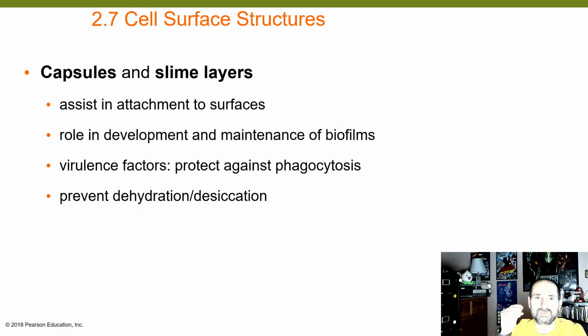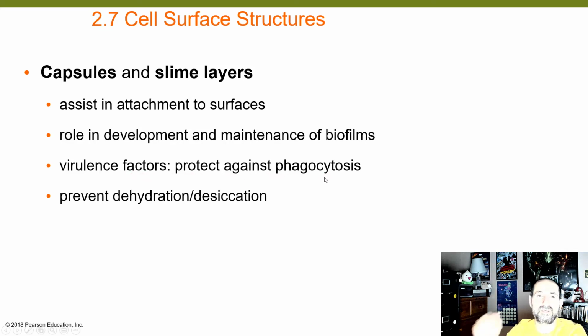Biofilms are like little communities of bacterium, where the biofilm is a sugary proteinaceous substance that they produce in order to make a community. In fact, plaque on your teeth is an example of a biofilm. It could be a virulence factor, so it could protect against phagocytosis.